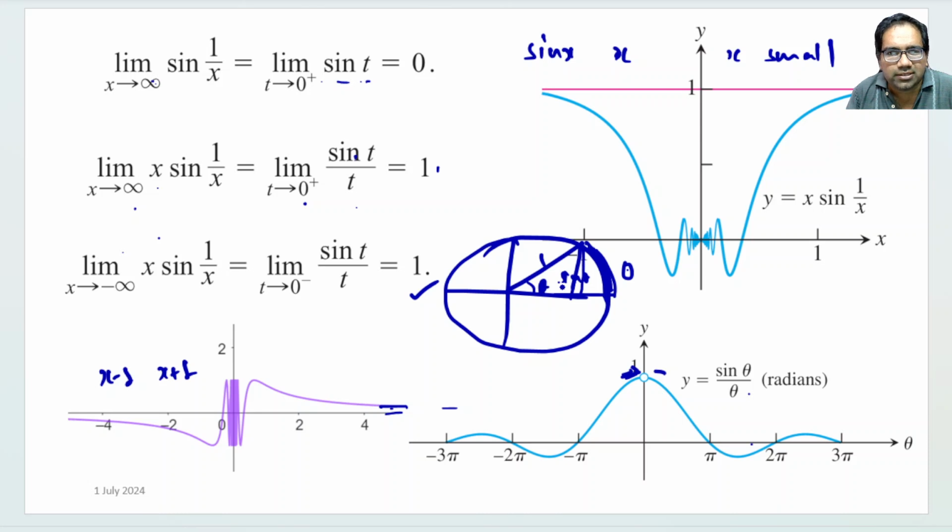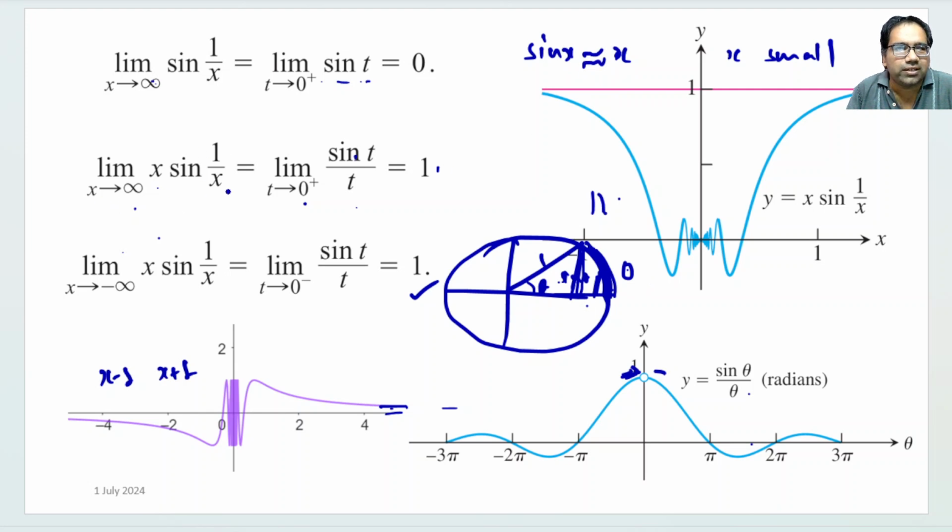Now, when this theta becomes smaller and smaller, this line will come closer here. So basically, it is this small line versus this small arc. The lengths will come closer when theta becomes smaller, as long as theta is in radians. When theta is very small, sin x is almost equivalent to x.